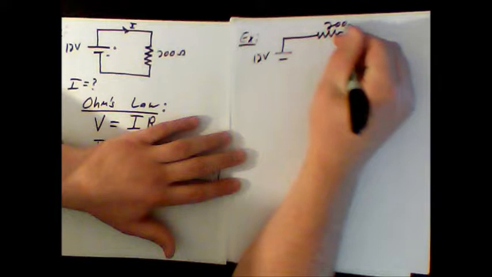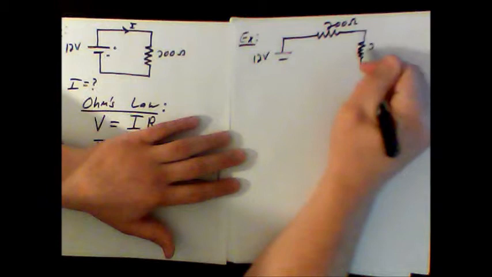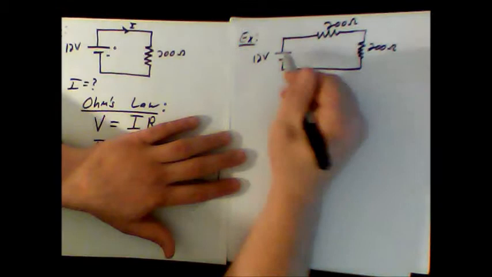And then what I'm going to do now is take another 200-ohm resistor and put that in what we call series with that 200-ohm resistor. Okay? So those two are in series. What does series mean? Series means that you can't go from one side of the circuit all the way back around to the other side.